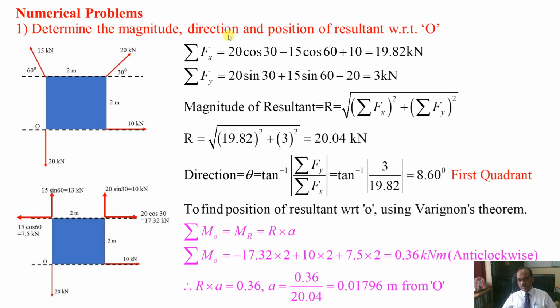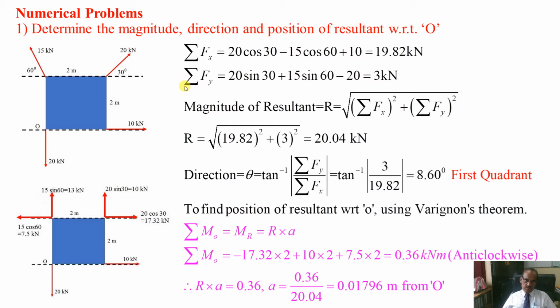Now let us take summation of Fx. So summation of Fx will be 20 cos 30. It is acting to the right and that's why it is positive. Next horizontal force, minus 15 cos 60, to the left and that's why it is negative. Then this 10, it is acting to the right and that's why it is positive. So total summation of Fx is 19.82 kilonewton.